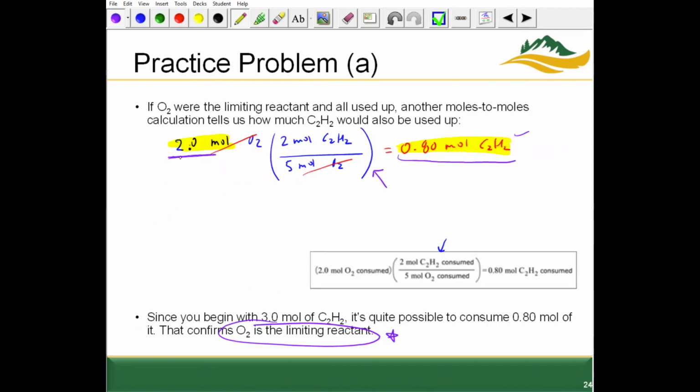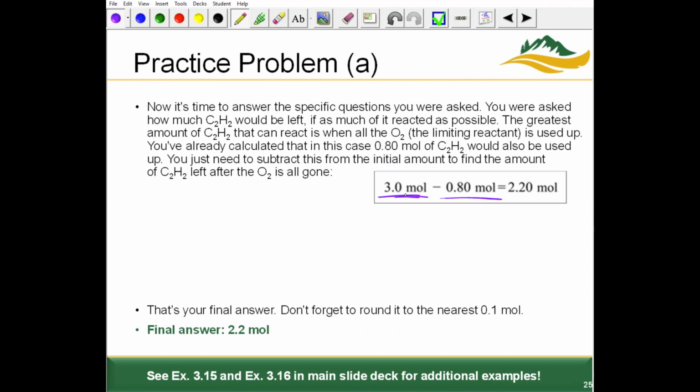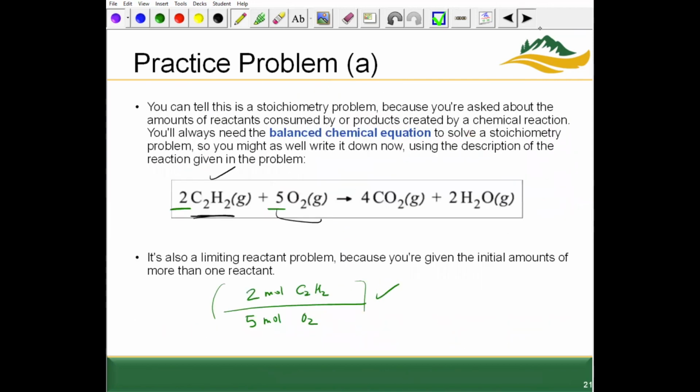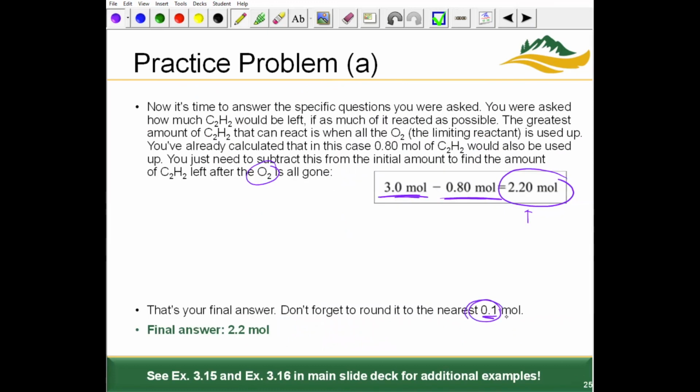When we react all 2.0 moles of oxygen, we only use up 0.8 moles of C2H2. So we started with 3.0 moles. We subtract that 0.8 moles that was used up when we react all of the oxygen that we had. This leaves a final answer of 2.20 moles of C2H2 remain. So how much will be left? We just figured that out. So in rounding to the nearest 0.1 now, we report our final answer as 2.2 moles remaining of acetylene gas, or C2H2.